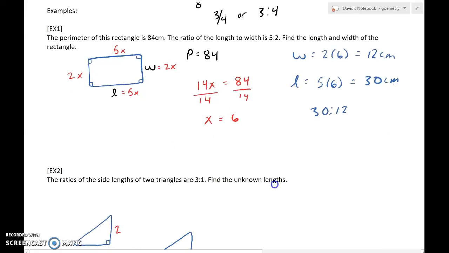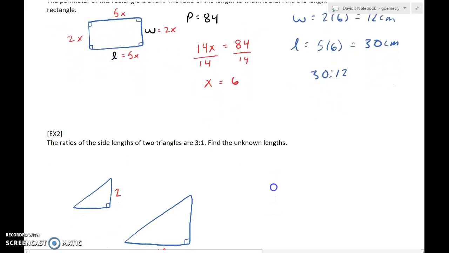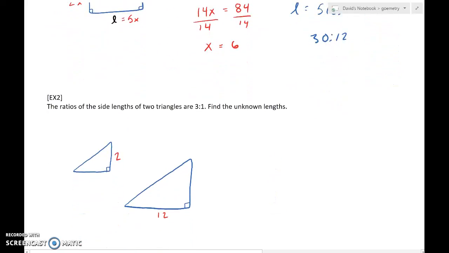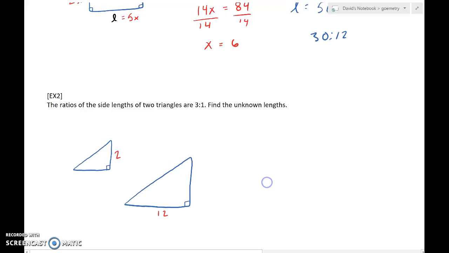Let's go on to another example, a little bit different, using ratios. In this case, I've got the ratio of the side lengths of 2 triangles are 3 to 1. Find the unknown lengths. So I know the ratio is 3 to 1. That's important.